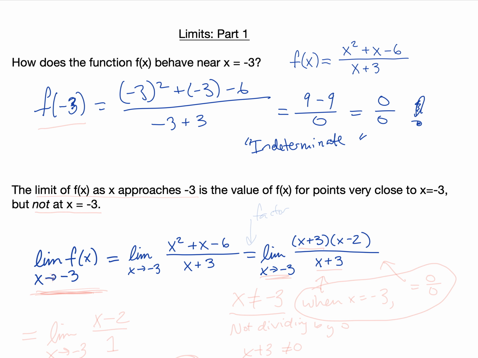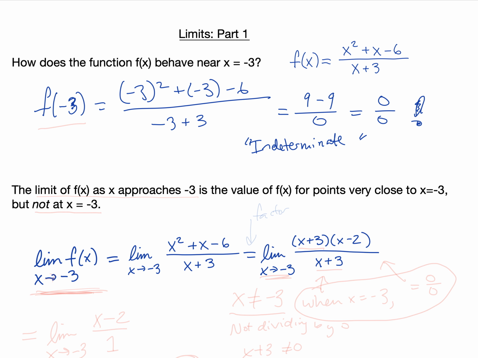It could be going towards positive infinity. It could be going towards negative infinity. It could just be a hole, like just a little blank spot. So there are a lot of different things that could be occurring at this point. So to investigate what's happening to the function f of x around x equals negative 3, but not exactly at x equals negative 3, we'll talk about the limit of f of x as x approaches negative 3. So this is the value of f of x for points very close to x equals negative 3, but not actually at the point x equals negative 3.